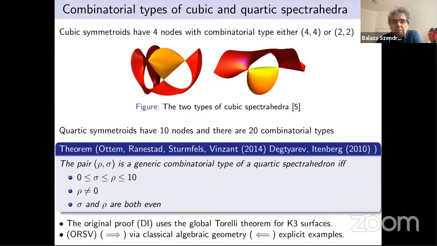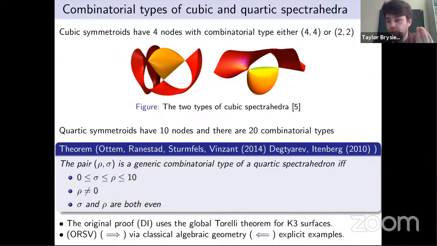For quartic symmetroids, this was done in 2010, first by Degtyarev and Itenberg, using something called the global Torelli theorem for K3 surfaces. These quartic symmetroids have 10 nodes, and there are 20 possible combinatorial types. And Degtyarev and Itenberg gave a complete description of what these pairs of numbers could possibly be. Some of these conditions are trivial, and we can see them immediately. For example, since sigma and rho are counting something, they're never going to be negative numbers. As I mentioned before, rho has to be at least sigma.